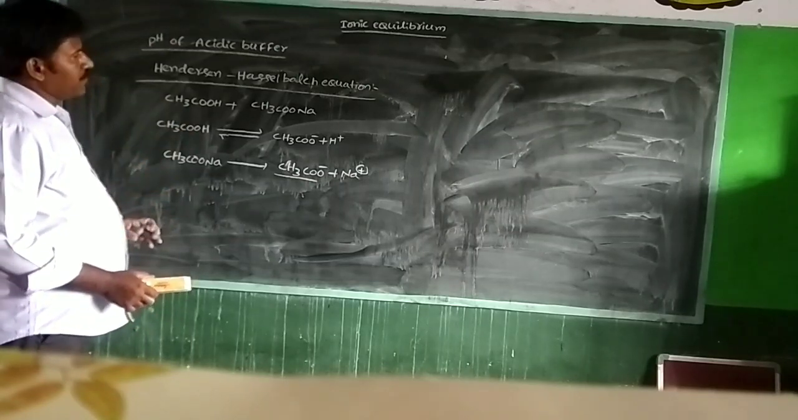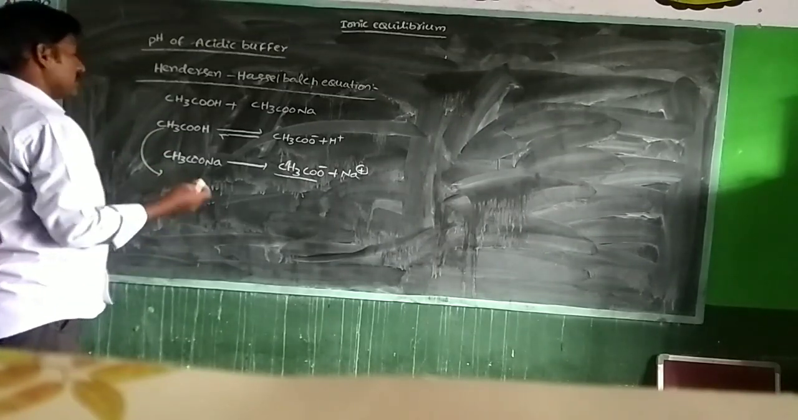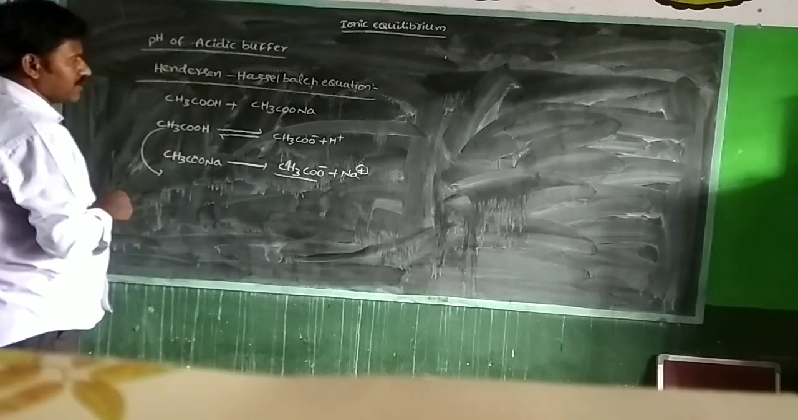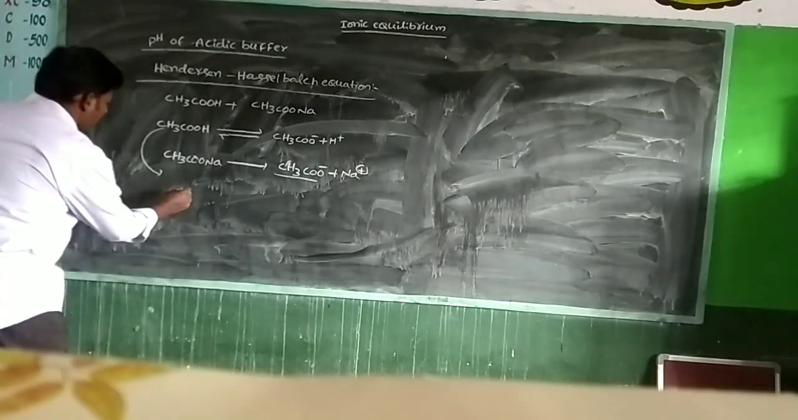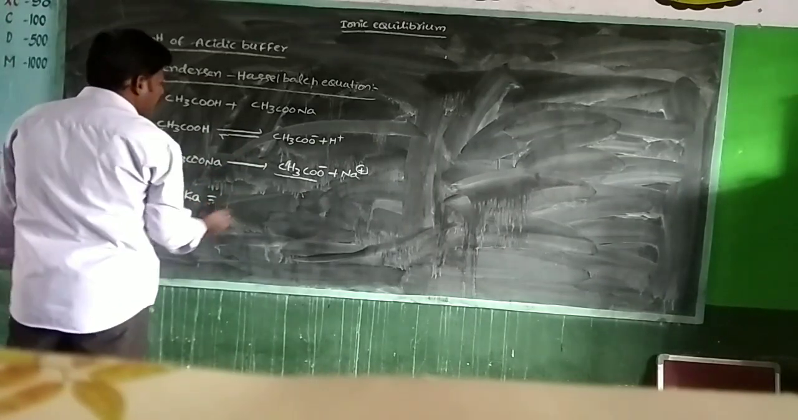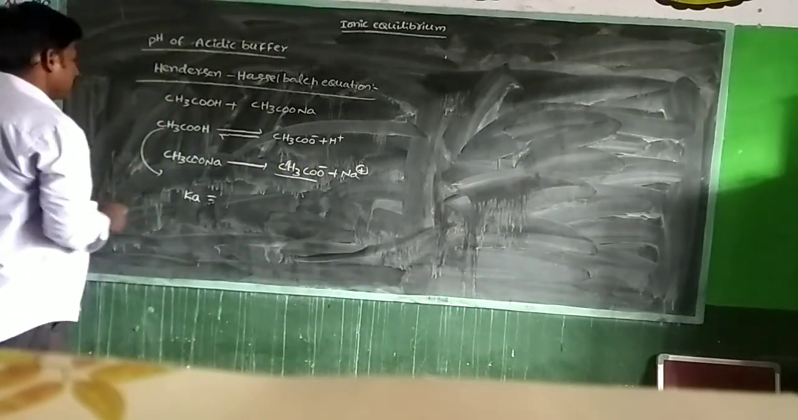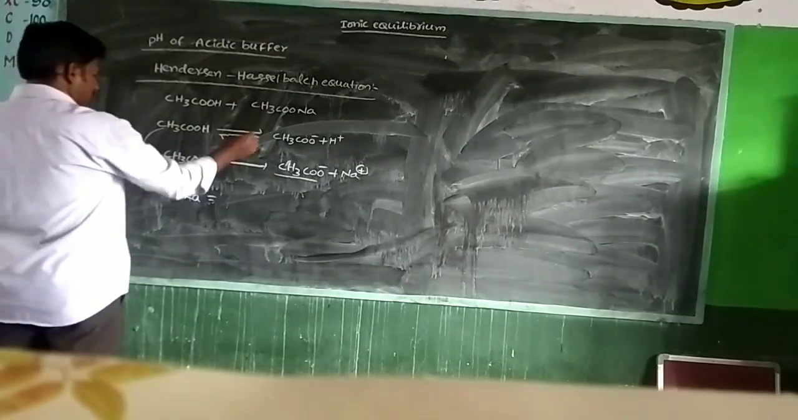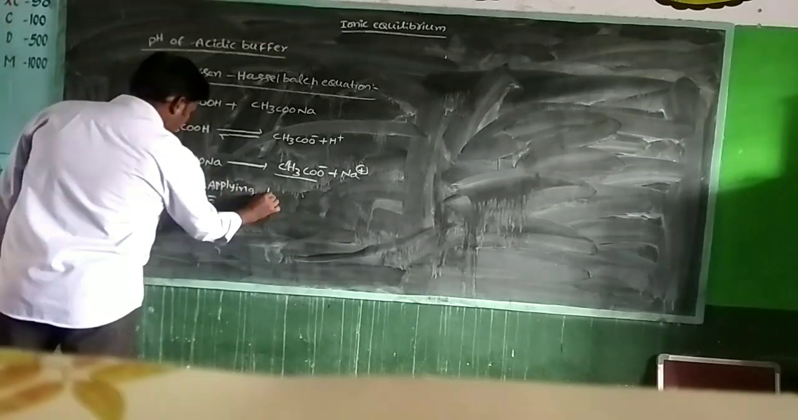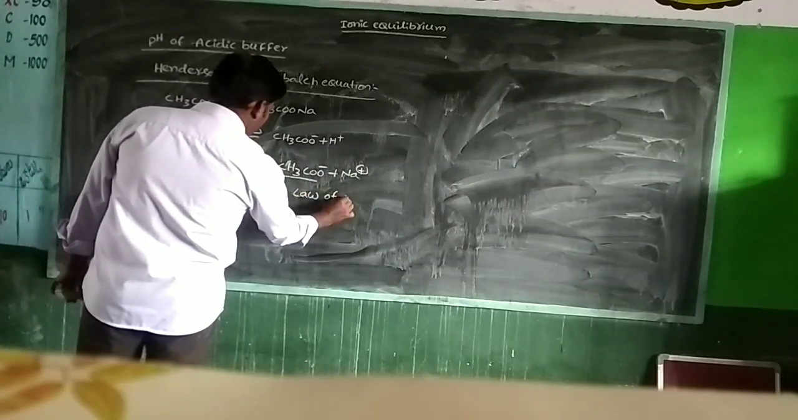How to calculate the pH? You only have to take the first equilibrium. You can find the Ka. How to find the Ka? It is the acid dissociation constant of equilibrium, the ratio of the concentration of products to the concentration of reactants, applying the law of mass action.